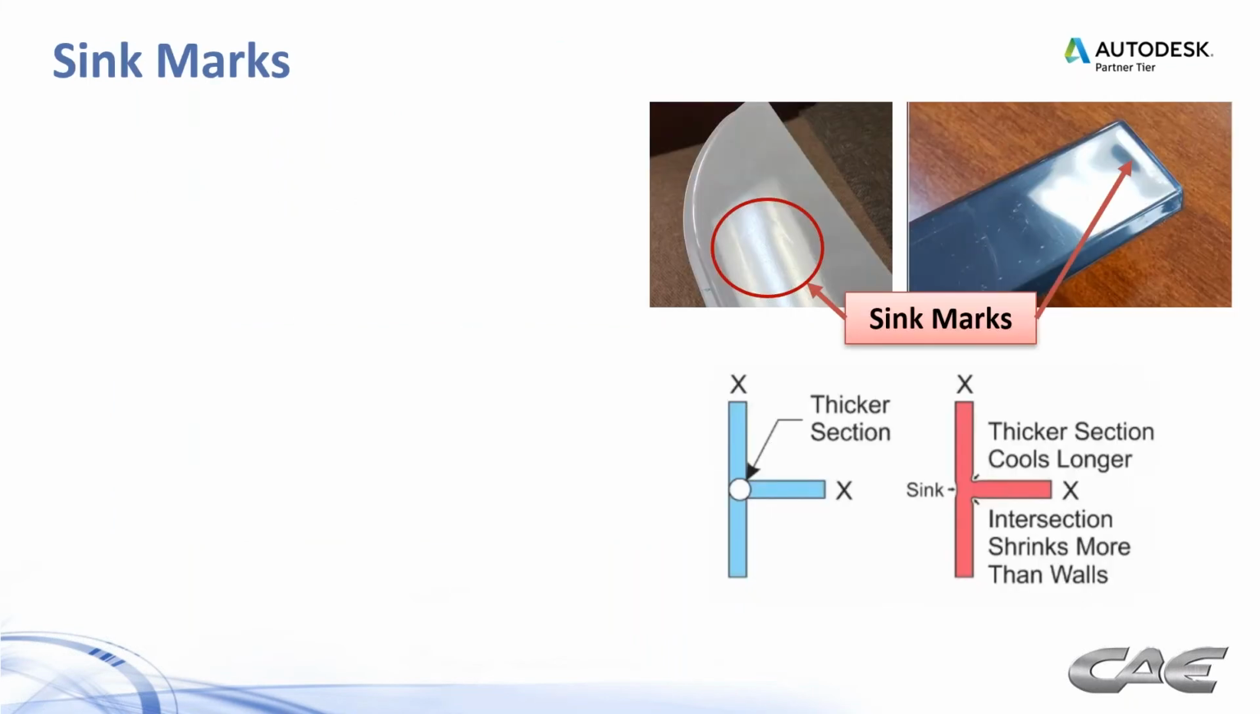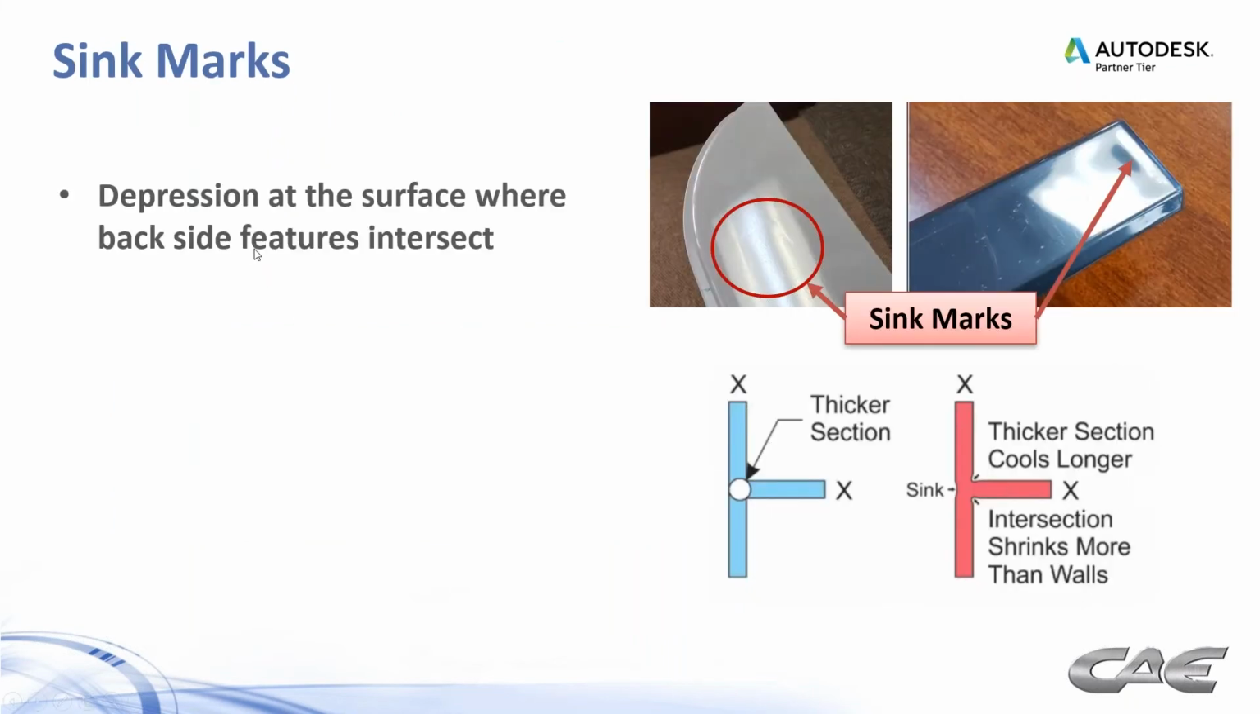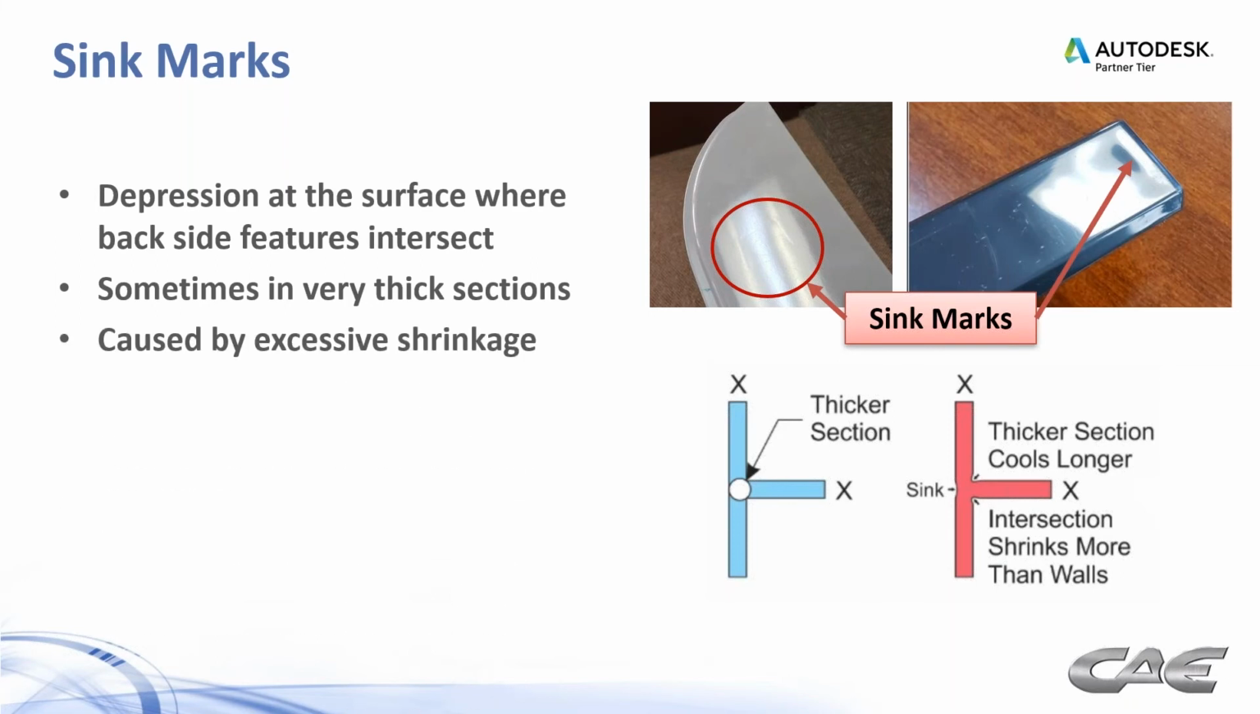Next on the list here is sink marks. It's a depression at the surface where the backside features intersect. Sometimes it happens in very thick sections where there's not an intersection on the backside. This is caused by excessive shrinkage. That's essentially what a sink mark is.